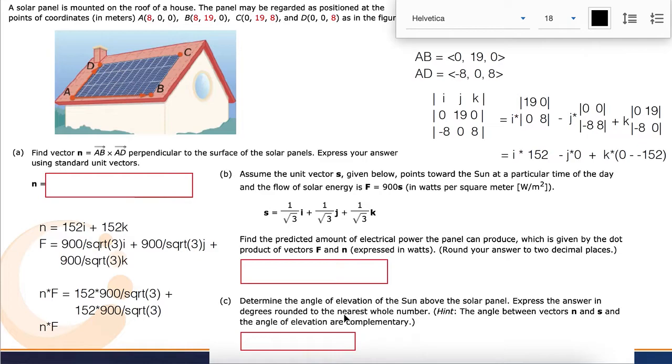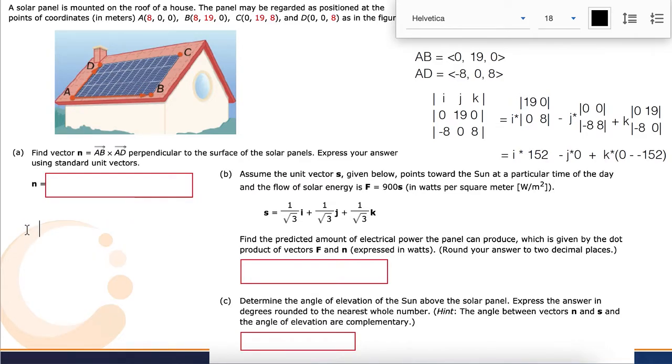For the final part, determine the angle of elevation of the sun above the solar panel. Express the answer in degrees, rounded to the nearest whole number. The angle here, I might have to draw a picture. The angle of elevation of the sun above the solar panel.